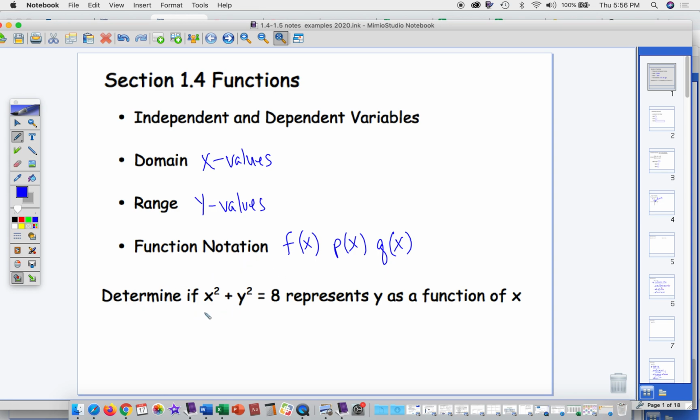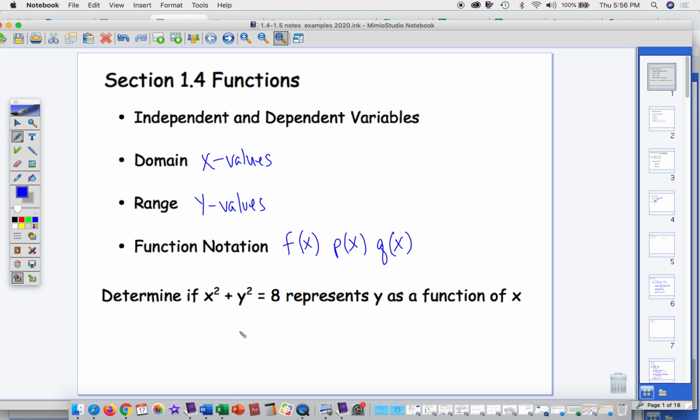If you're asked to determine whether an equation represents a function, there are two ways you can go about that. You could look at the graph, and if you know what the graph looks like, you could use the vertical line test to determine whether it's going to pass or fail, based upon whether that vertical line goes through two or more points. This is the graph of a circle, right? So it's going to fail. It would fail the test, meaning it's not a function.